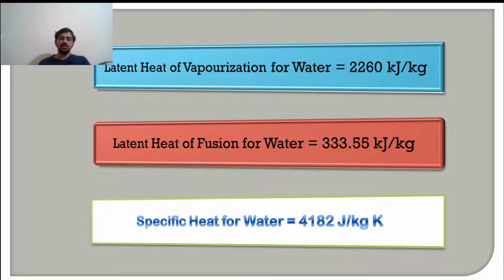Now, specific heat for water is the highest, of the order of 4182 joule per kilogram Kelvin, or 4.182 kilojoules per kilogram Kelvin. So you might have noticed the difference in the units. For latent heat it is kilojoule per kilogram, and for specific heat it is kilojoule or joule per kilogram Kelvin. Could you tell me the reason for that in these units? You may find out the reasons. Just think about it and submit it as another assignment.